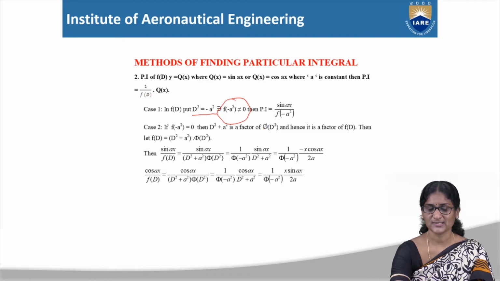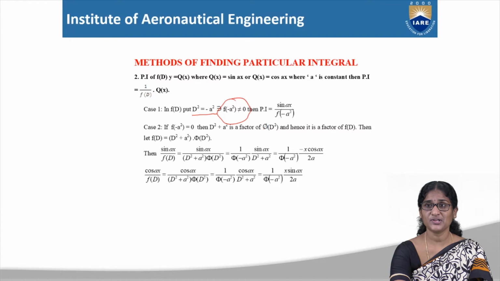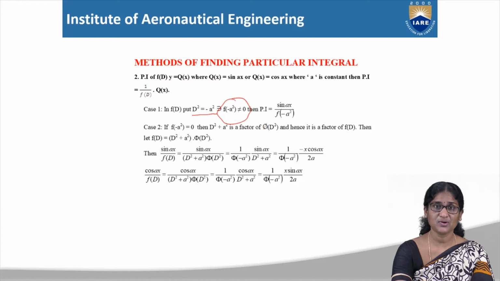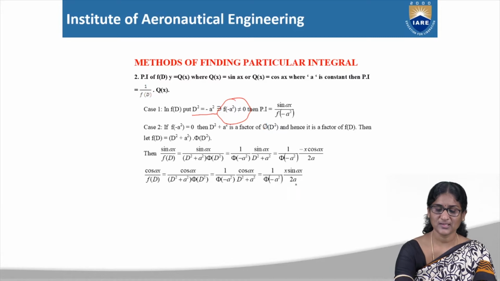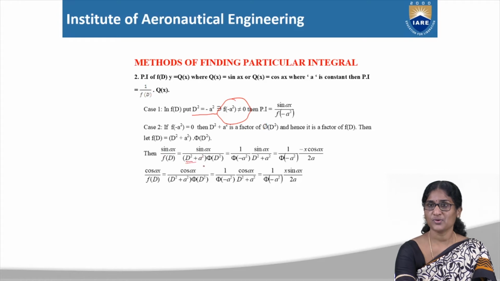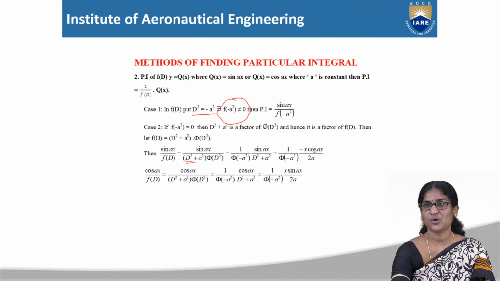Now in this case, if the denominator is equal to 0 after substituting D square is equal to minus a square, how do we move further? There is a formula: sin ax into f of D square. You can see that if D square is equal to minus a square, the denominator value will become 0, so we should not do it like that. It can be written as minus x cos ax by phi of minus a square into 2a.